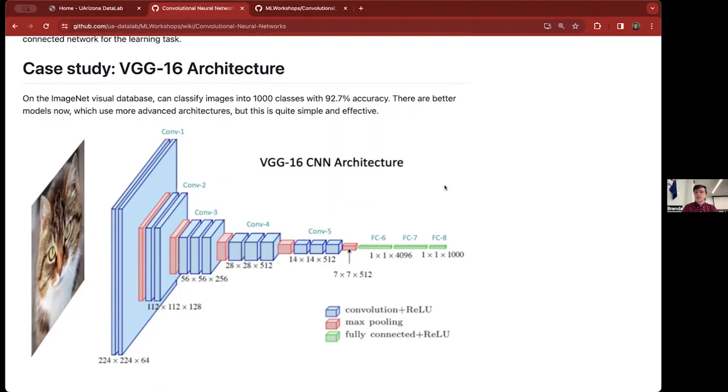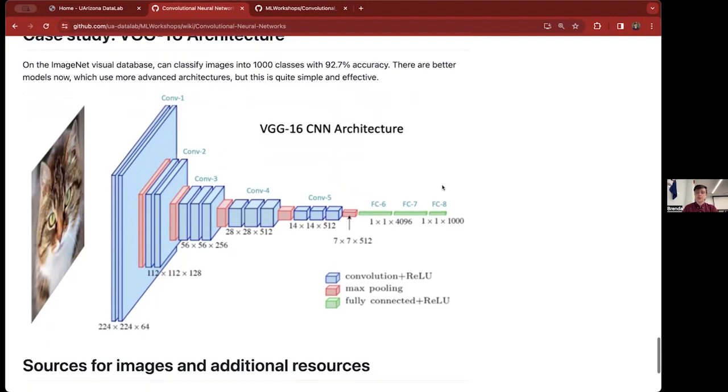So really the interesting thing here is it's a very simple architecture, but it's still very effective in what it's attempting to do. It hits 92% accuracy with just 16 layers. So these are very, very powerful in their use on images.